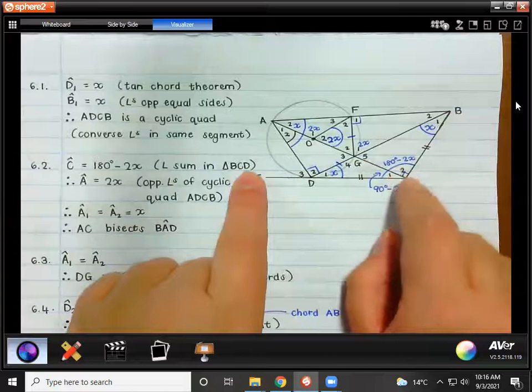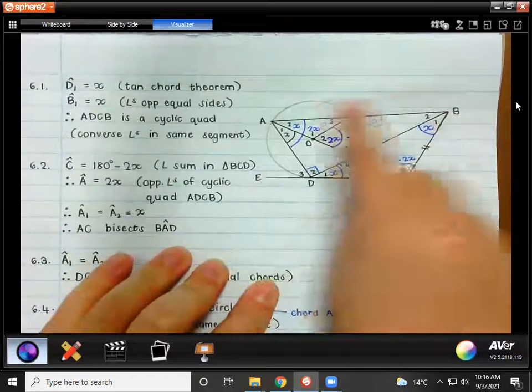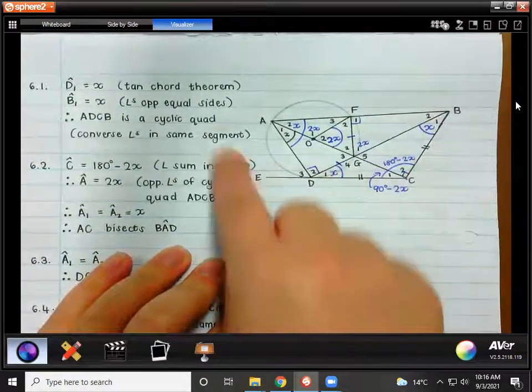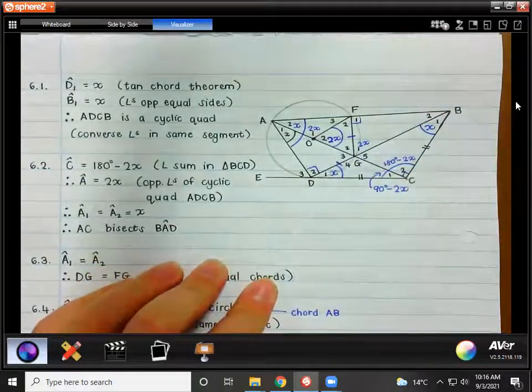So 180 minus 2X. Now, guys, remember, this is now a cyclic quad. I'll be with you guys now. Did I make a mistake? Why do you have so many hands up?